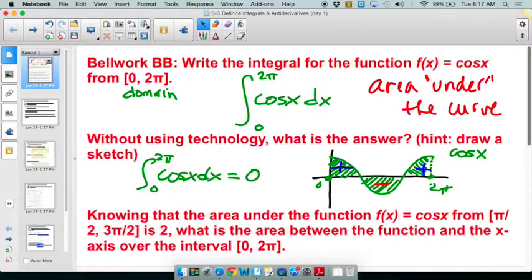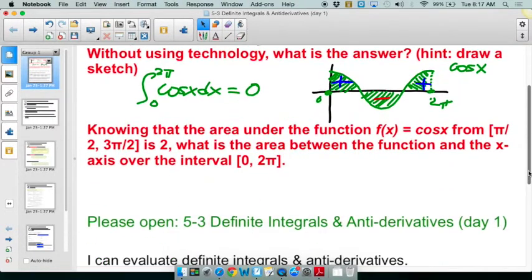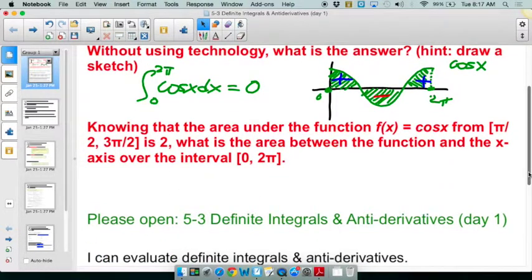Now this is where it gets a little hairy. Because if I ask you to find the definite integral, the answer is 0. Okay? But look at this next question. Knowing that the area under the function of cosine x from pi over 2 to 3 pi over 2, where is that? Where is pi over 2 to 3 pi over 2? Just this bottom part here.